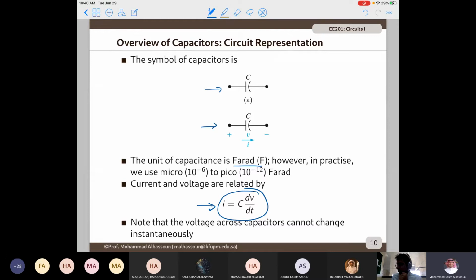Okay, since here we have a derivative of the voltage with respect to time, the voltage across the capacitor cannot change instantaneously, much like the current through the inductor. So the current through the inductor cannot change instantaneously, and the voltage across the capacitor cannot change instantaneously.